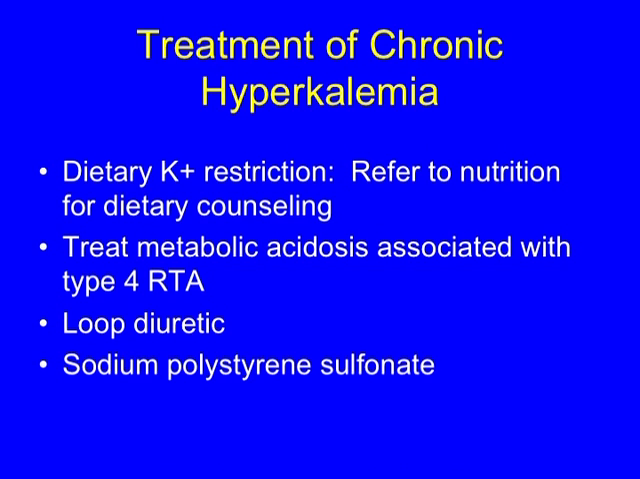So how does one treat hyperkalemia? Well, first, dietary potassium restriction. It's very important to get patients in to see a dietitian for counseling regarding a low potassium diet. Treat the metabolic acidosis that may be associated with a type 4 renal tubular acidosis. Use loop diuretics. And then only as a last resort, if one follows these 3 steps, will you need to use K-exalate or sodium polystyrene sulfonate for the treatment of chronic hyperkalemia.